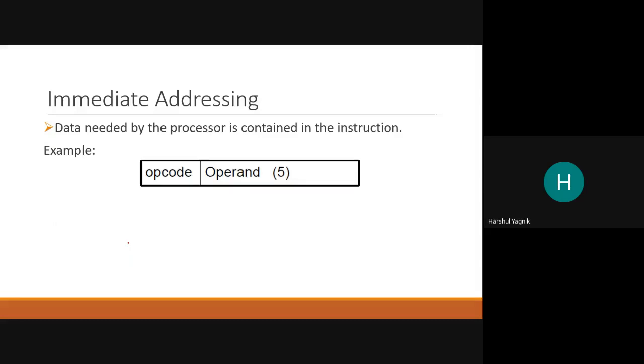Okay. What happens in immediate addressing? We have already studied in laboratory, right? You can tell me. Anyone? Harshil has written in the chat box, the immediate value is given. Okay. More proper words.